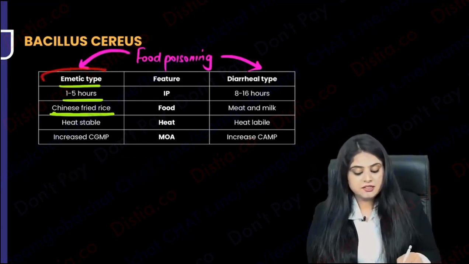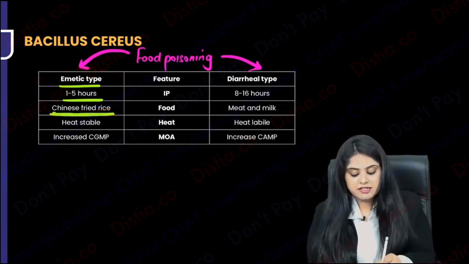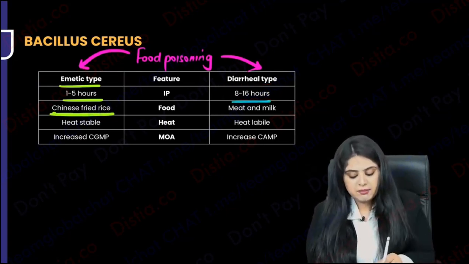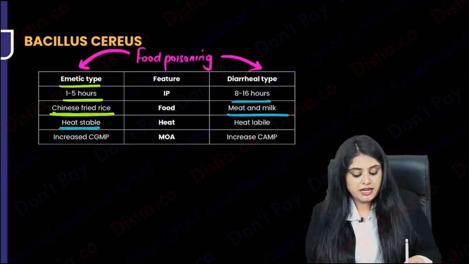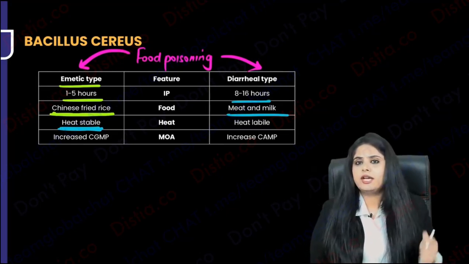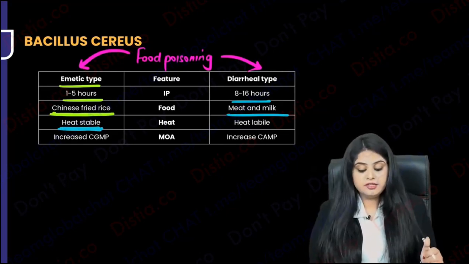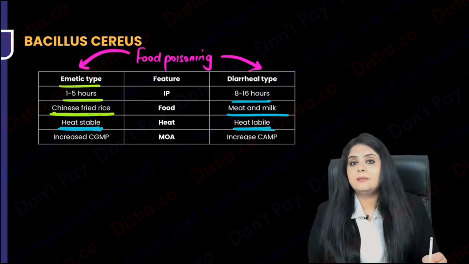So Bacillus cereus, which results in vomiting, is associated with Chinese fried rice, whereas the diarrheal type, which takes much longer, 8 to 16 hours, is associated with milk and meat. Next, this is Chinese fried rice. You fried it and made Chinese food and heated it, but still the toxin could work. This means it is heat stable, whereas the diarrheal type is heat labile.